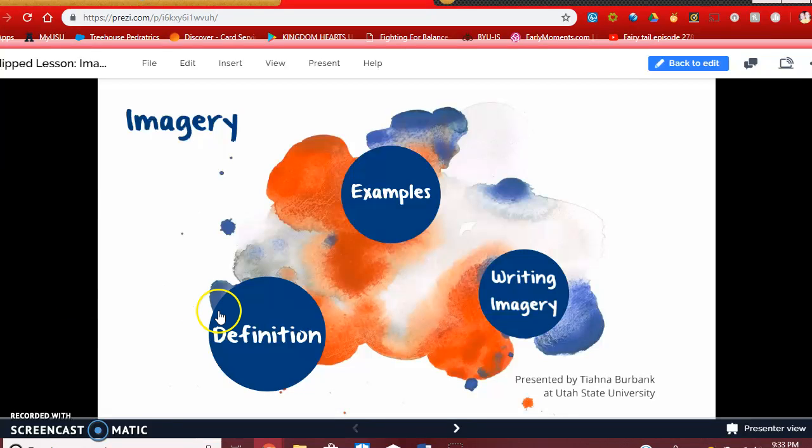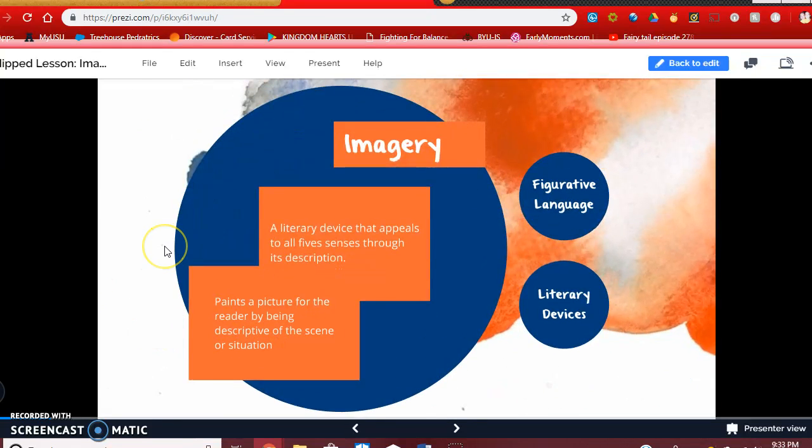So let's get started. We are going to talk about imagery today. Now, most of you have heard of imagery. If not, or if you have, we're still going to review it anyway. It's good to review. Imagery is a literary device that appeals to all five senses through its description. So this is touch, sight, scent, taste, sound. These are ways that the author uses words so that readers can see the picture they're painting. They're painting a picture with words, and that is what imagery is.